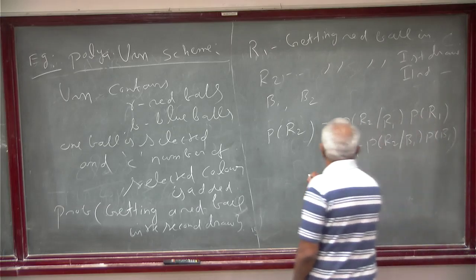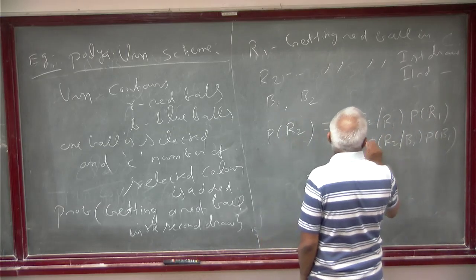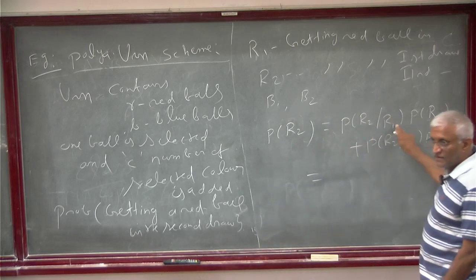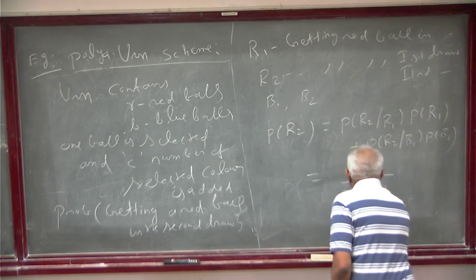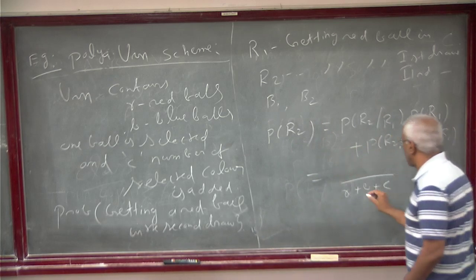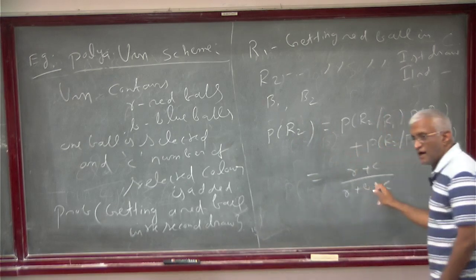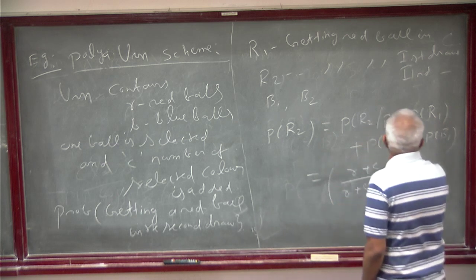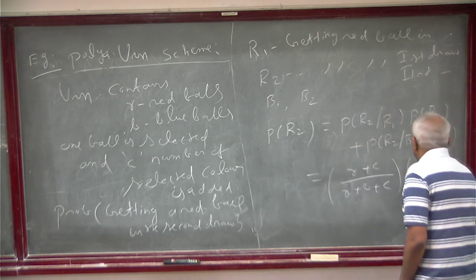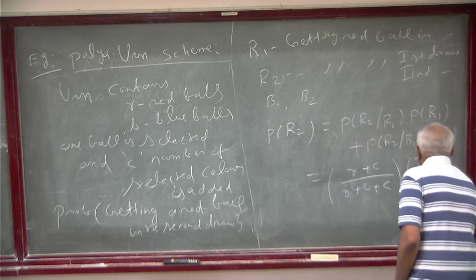So now what is P of R2 given R1? R1 has happened. So it becomes R plus C over R plus B plus C. There will be C balls added, but C balls are red balls if it is R1. Times P of R1, which is R by R plus B.